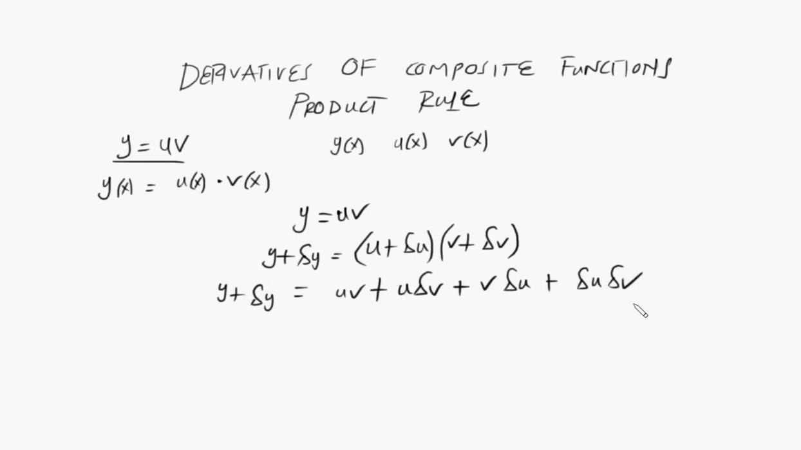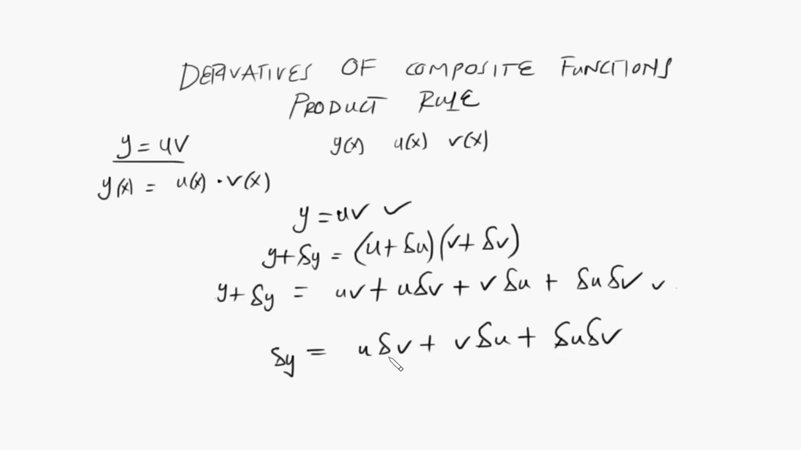Now take this equation minus the original equation. y minus y is 0, so we remain with delta y. uv minus uv is 0, so we remain with u delta v plus v delta u plus delta u delta v. Now I can divide by delta x on all sides.